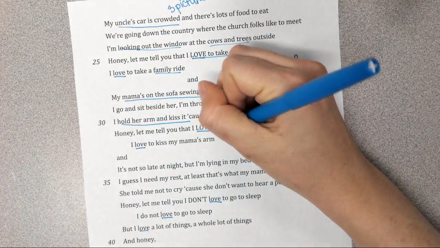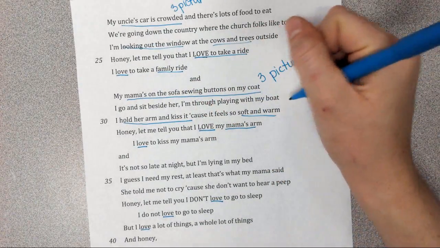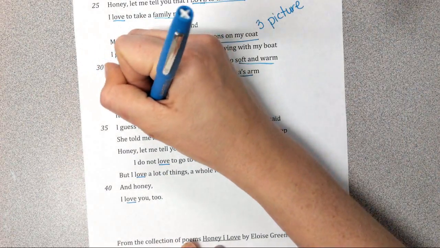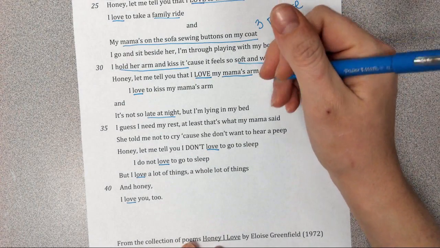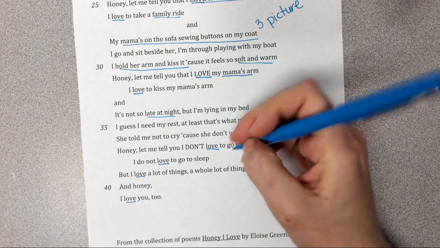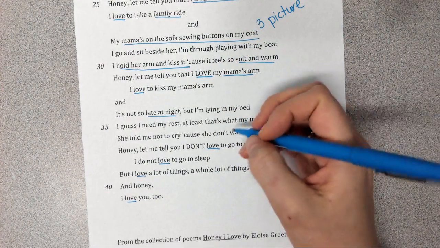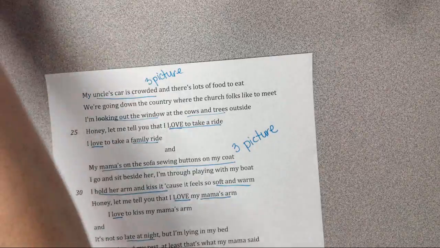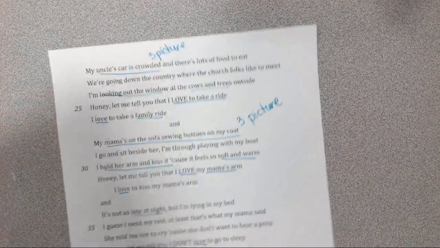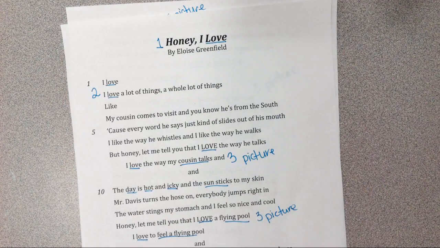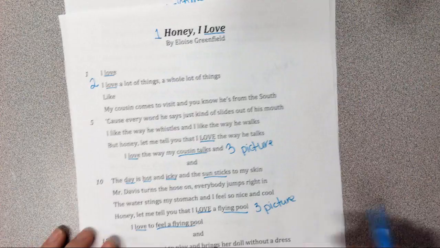So she's saying, I love the way her mom's arm wraps around her. Man, that's a really good picture as well. And then, late at night, I'm lying in my bed and I guess I need my rest, at least that's what Mama said. She told me not to cry because she doesn't want to hear a peep. Honey, I love you, don't go, but you don't go to sleep. So maybe she's talking about a lot of the things that she loves. These words help me paint pictures in my head of all the wonderful things that she loves. So that's step 3, looking for these words that poets use to describe and put a great picture in your head.